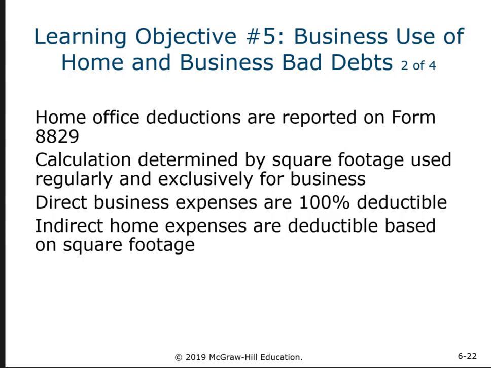When we say indirect home expenses, we're talking about utilities, taxes, rent, perhaps, if you're renting your home, repairs on the home, all that kind of thing. Insurance, too. These are based on square footage. So if you spend $1,000 on insurance on your home and you use 10% of it for business, then you get to deduct 10%, or $100, of that insurance you pay on your house.